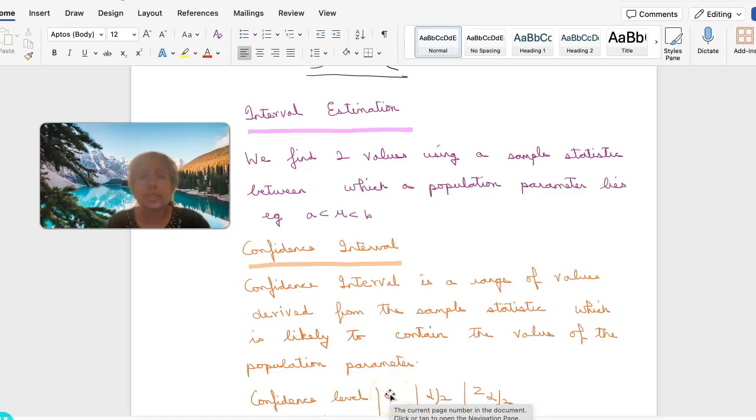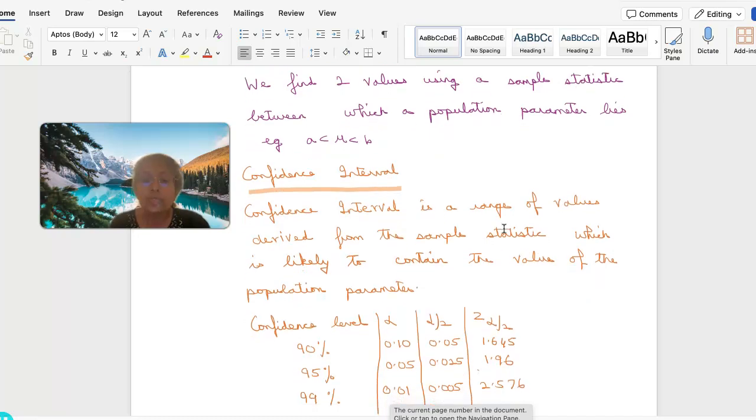So welcome to this class on Inferential Statistics. We will be learning about interval estimation today. When we find two values using a sample statistic between which a population parameter lies, that is called interval estimation. So for example, if mu lies between A and B, that is the interval estimation for mu.